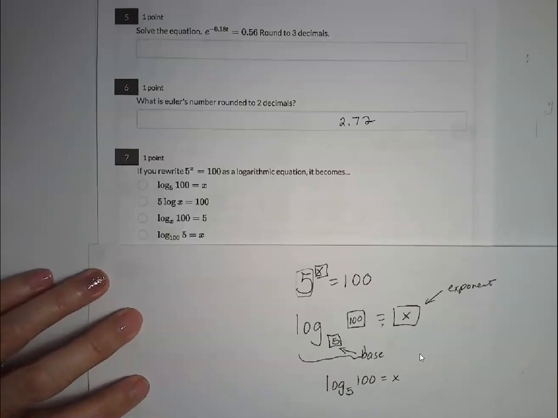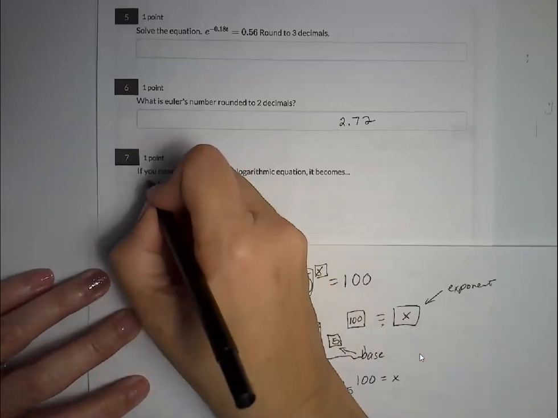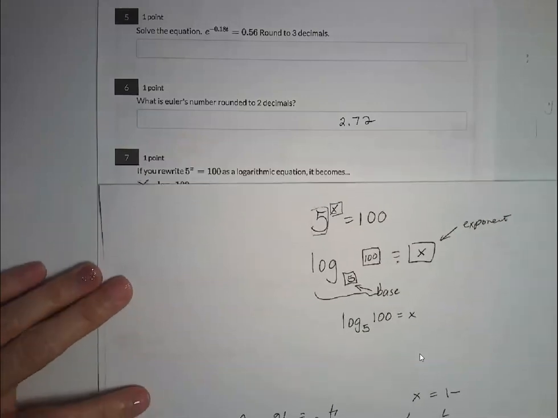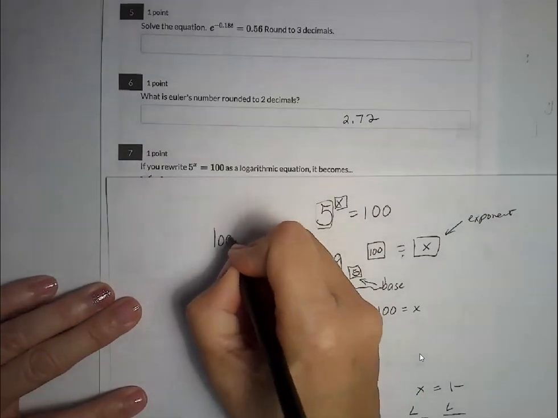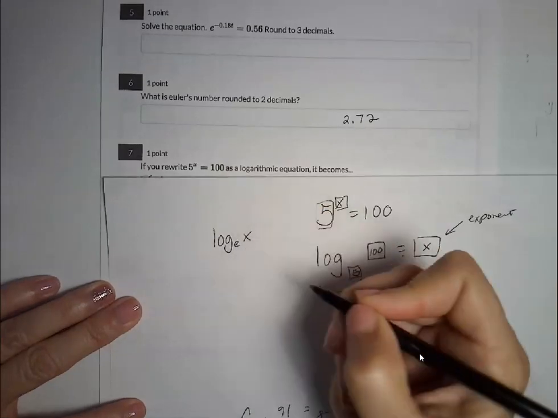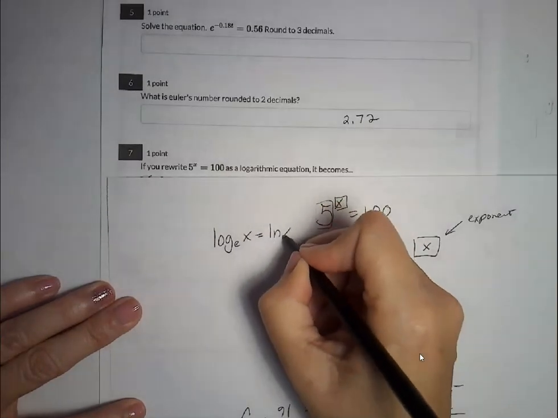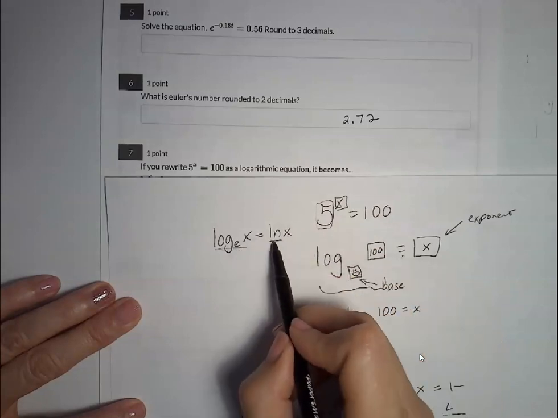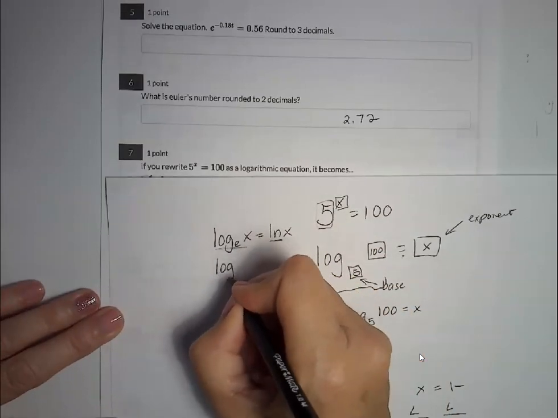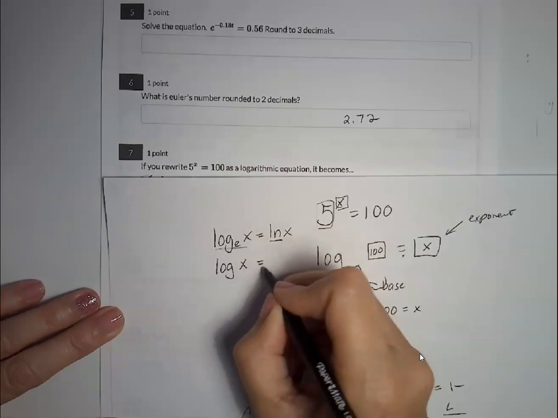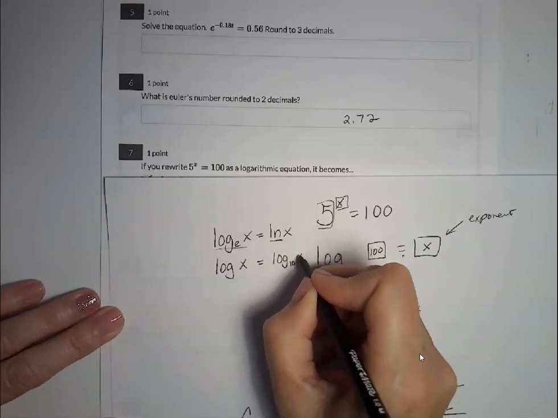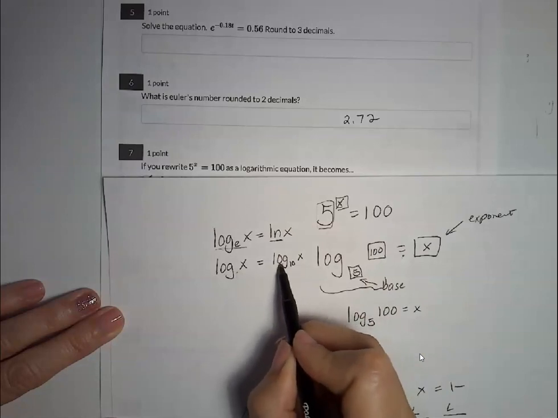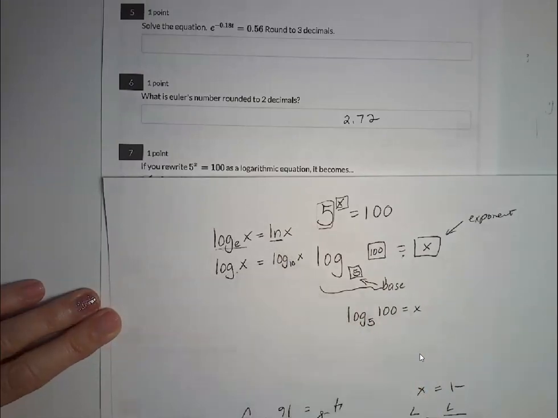Now, I want to point out quickly that log base e of x could be written as the natural log of x. Log base e is the same thing as natural log. And also, if you have log of x, this is the same thing as saying log base 10 of x. We don't typically write the 10, that's a common log. But if you got log base 10 of x, realize that that is log of x.